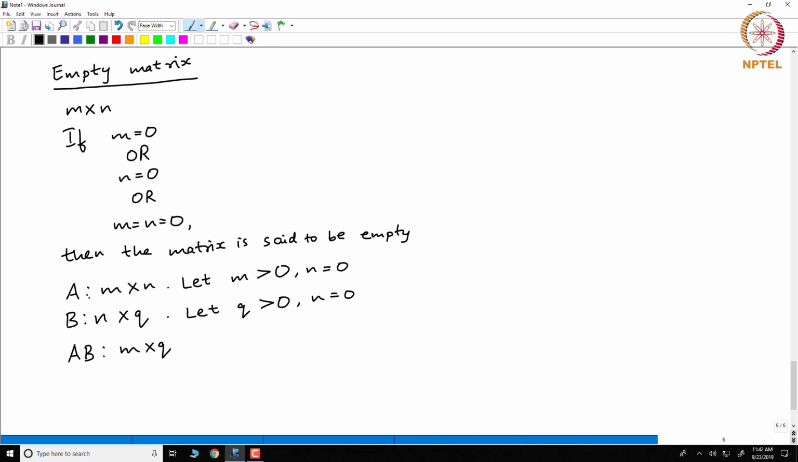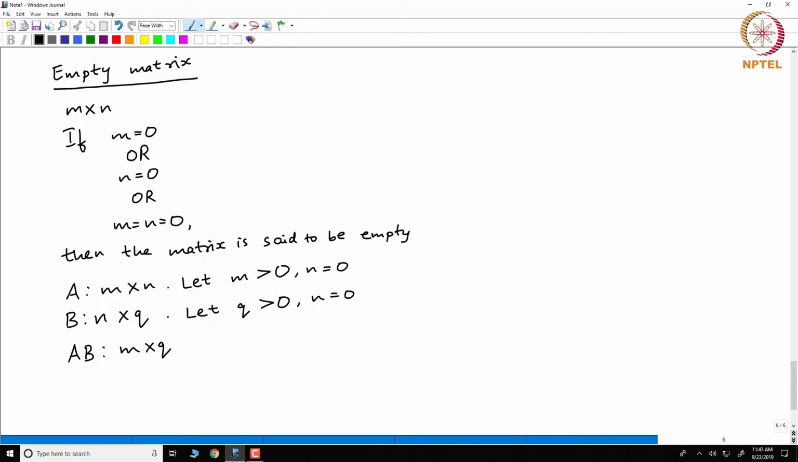See, M is not 0, Q is not 0. Matrix multiplication is still defined if the number of rows or number of columns is 0, as long as the number of columns in the first matrix is equal to the number of rows in the second matrix. That's the only condition required for matrix multiplication. So here it is satisfied. But it so happens that n is 0. So we have A and B empty matrices, but AB, the product, is not empty.